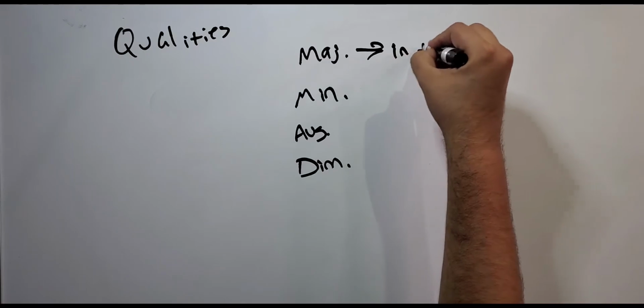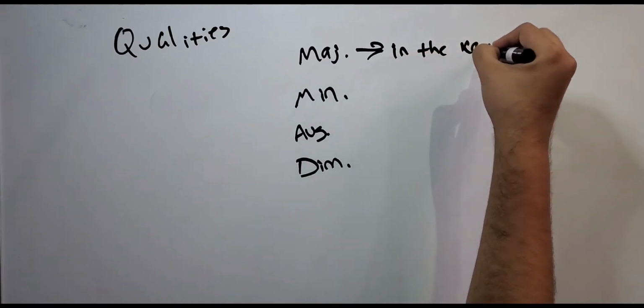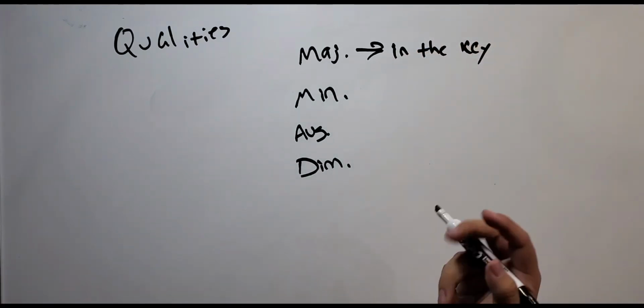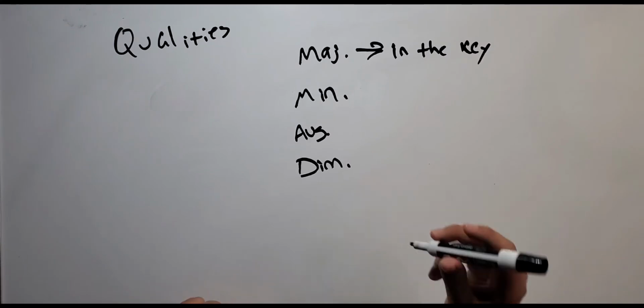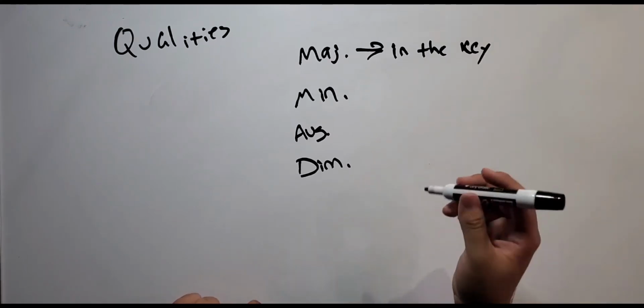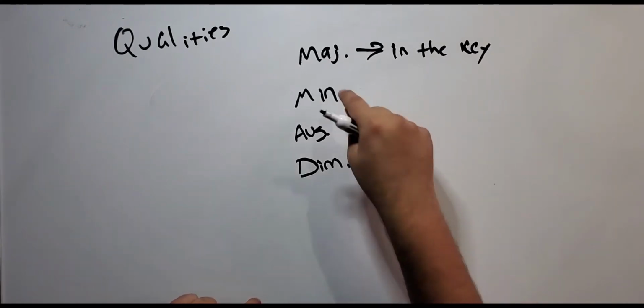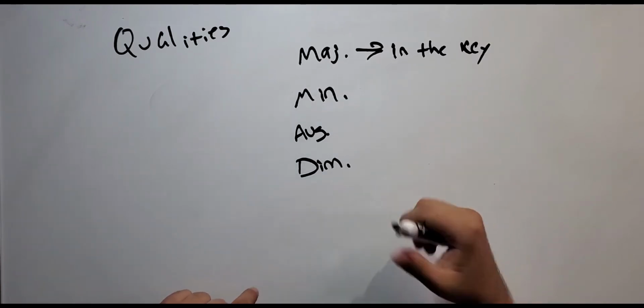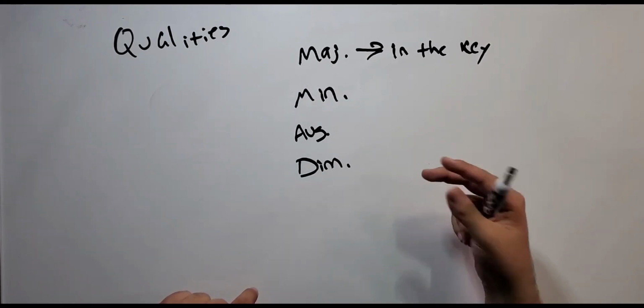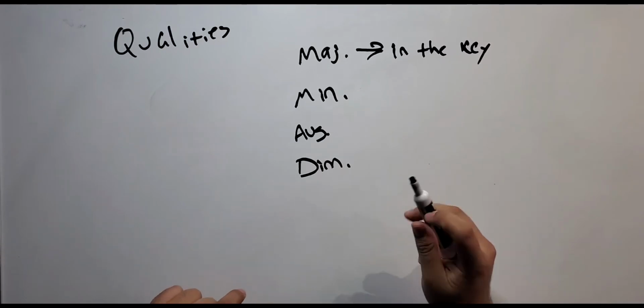So I'm going to write right here, in the key. Make sure we know our major keys through the circle of fifths, and we always know our major key signatures. Okay? Because everything is always according to the major. Whether it's a major scale, major chord, major interval, anything, always off of the major.